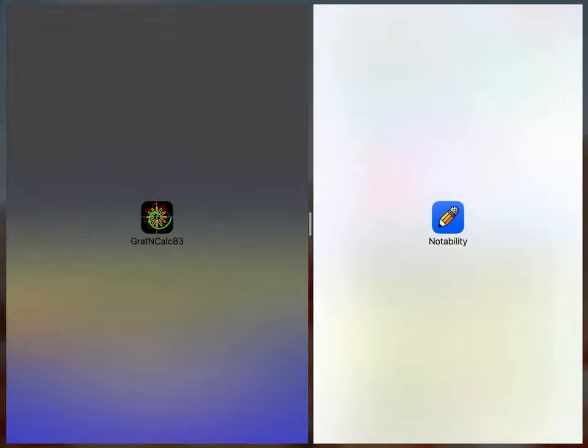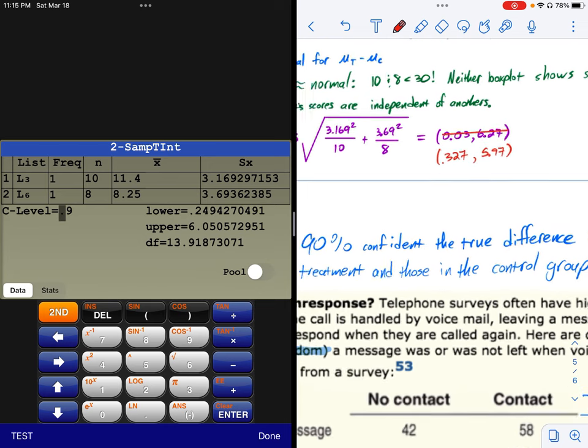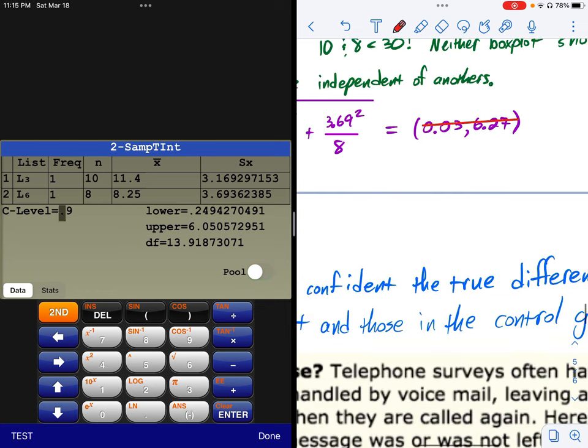Let me think of one more thing I just saw. No, it's not the pooling. The pooling makes it a little bit closer, though. You don't pool, so that pool was highlighted, so that did bring my answer closer. Much closer, actually, 0.25 and 6.05.